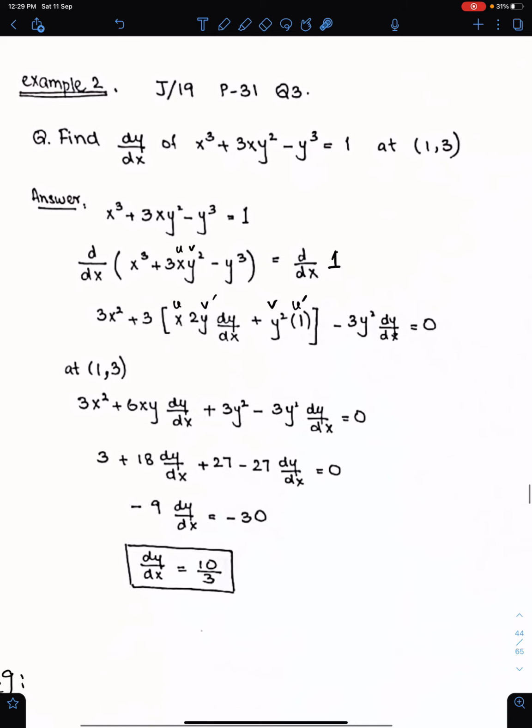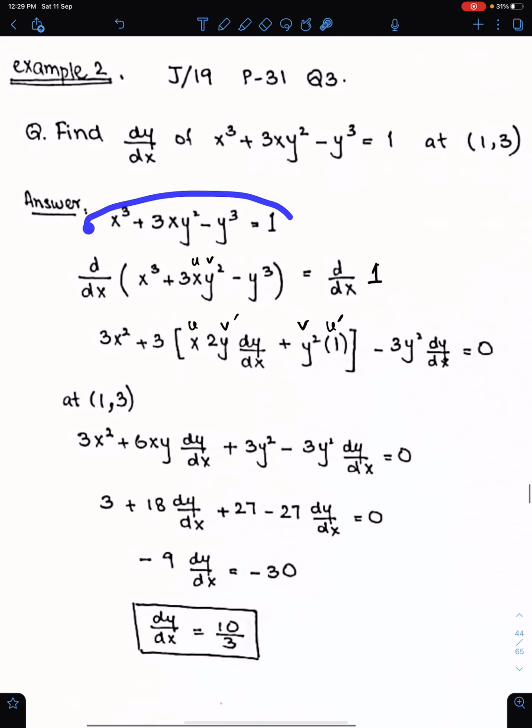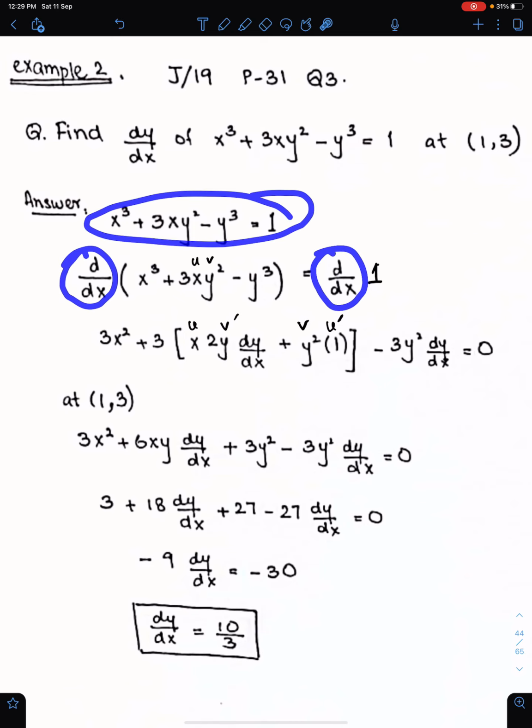Next example. This is June 19, paper 31, question 3. Find dy upon dx of this at this point. So first, you should multiply both sides by d upon dx.